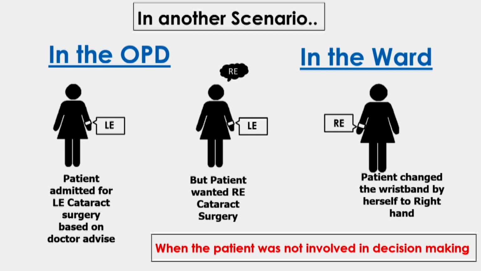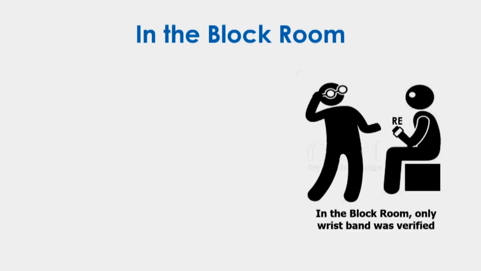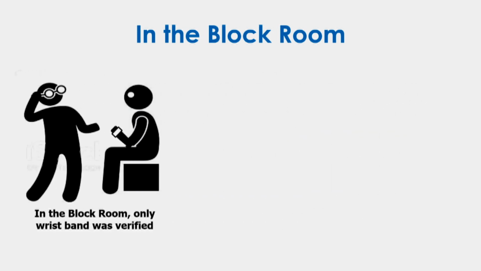You are saying it's a right eye. So the patient changed the wristband. Somehow she took it out and put it on the other hand. Okay, and then in the operating room, the doctor or the nurse should have checked the whole case sheet and not only just the wristband. But what happened was they checked only the wristband and they gave the block in that eye.